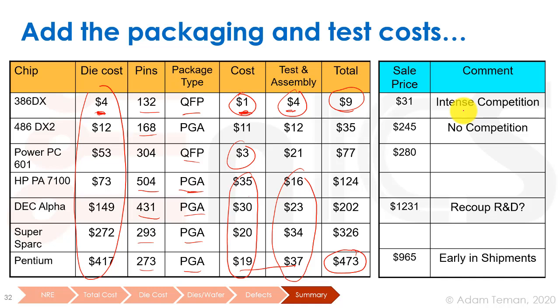What happened was, around that time, AMD kind of fell out of the race, and Intel became the only player, and they were able to sell their 486 DX2 for a whopping $245. So they already got a much higher margin on the price of the chip.